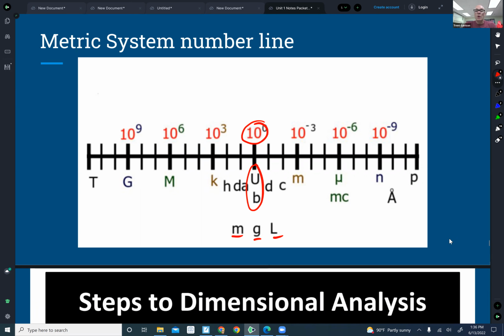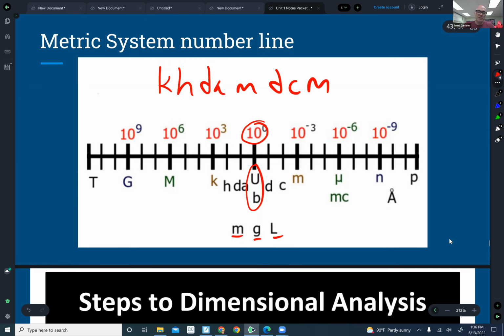So if I have 1, 2, 3, 4, 5, 6, 7, 8, 9, they're all going to be right there on this middle line of the number line. It's only if we jump by a power of 10 that we need to convert these into different units. Again, the King Henry danced Monday drinking chocolate milk that you may be familiar with, it may have been died while drinking chocolate milk. Any of these mnemonic devices would work for you. What this gets you to are the base units.